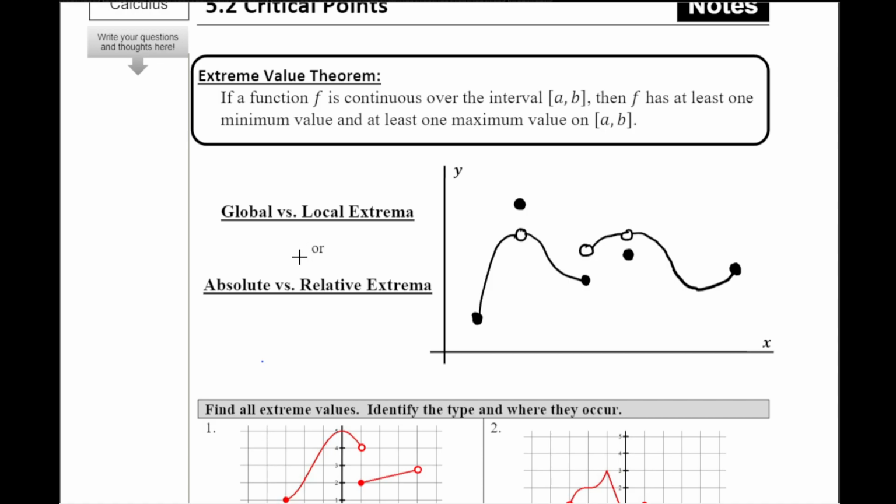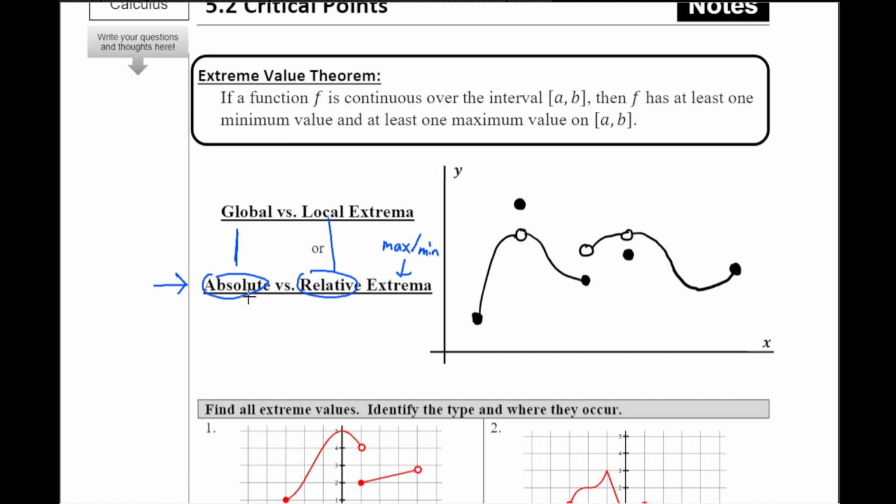Global versus local extrema, absolute versus relative extrema. These are two different ways of saying the same thing. I'm going to be using this language here, absolute or relative, but absolute is the same as global. Global and absolute are the same. Local and relative, they're the same thing. But I'm going to use the words absolute and relative. And when we say the word extrema, all they mean is a maximum or a minimum.